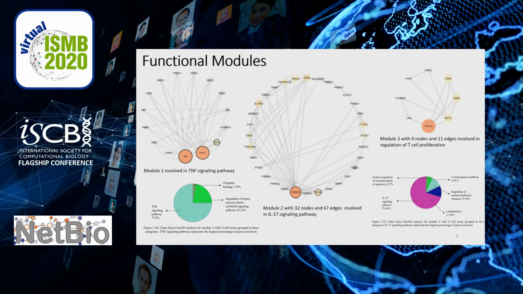So as you can see, the significance of TNF in the network is represented by the size of the node. The bigger the size of the node corresponds to a higher degree. The second module is involved in interleukin-17 signaling pathway, and we have the transforming growth factor beta-1 and interleukin-17 receptor and the other associated genes. The third module involves interactions between co-stimulatory molecules as part of the regulation of T-cell proliferation and differentiation.